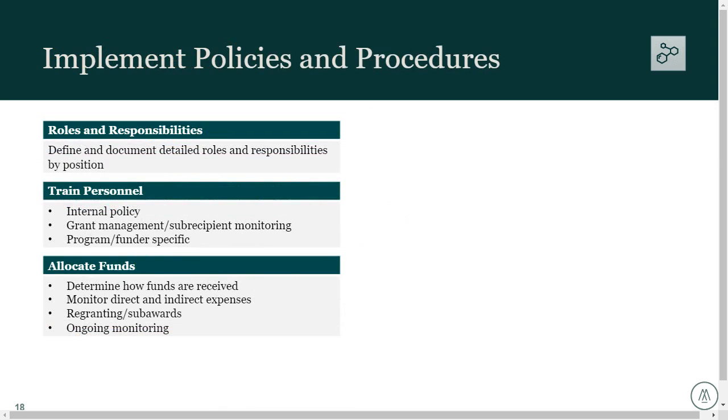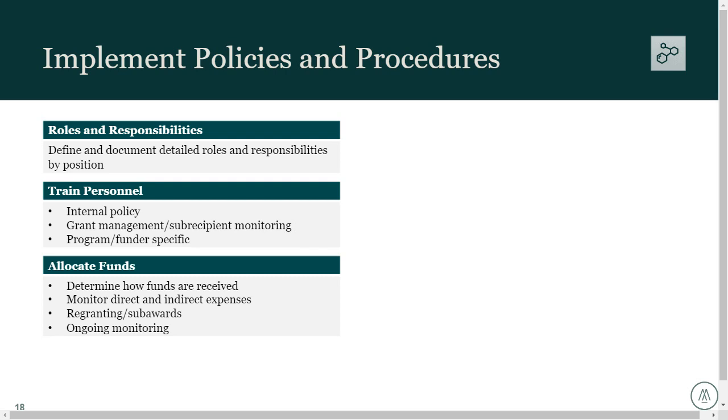So we've talked a lot about you need to have these good processes in place. You need to have them documented, but how do you implement any of that? Making sure that you document those defined roles and responsibilities by position and department, not just at a policy level, but at the task level, where this is how I'm actually going to move through a procurement process. This is how we're actually going to execute subrecipient monitoring.